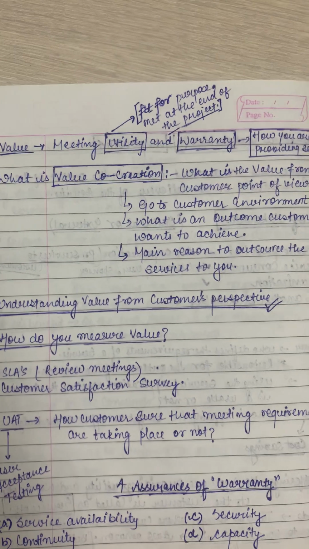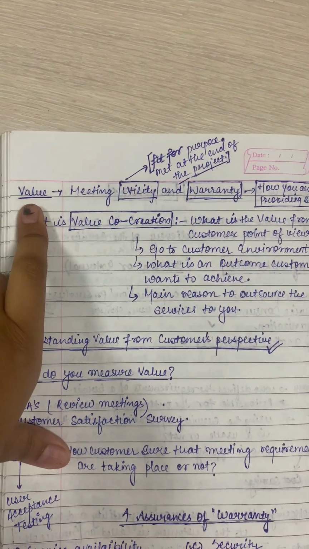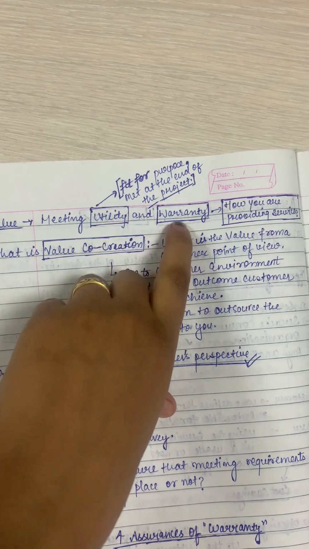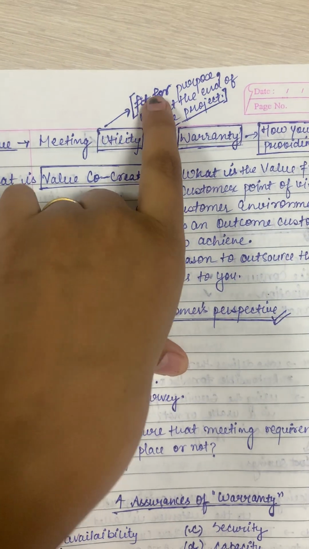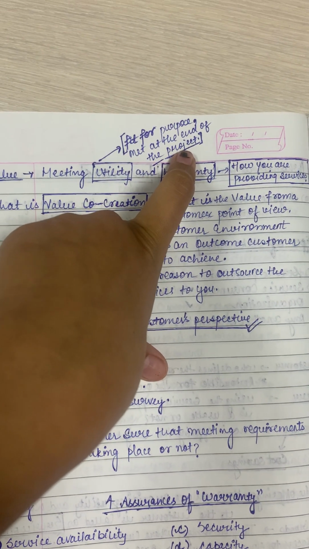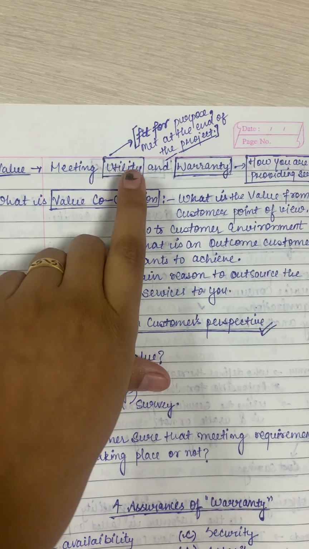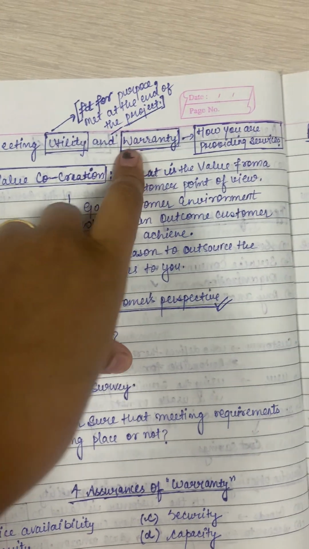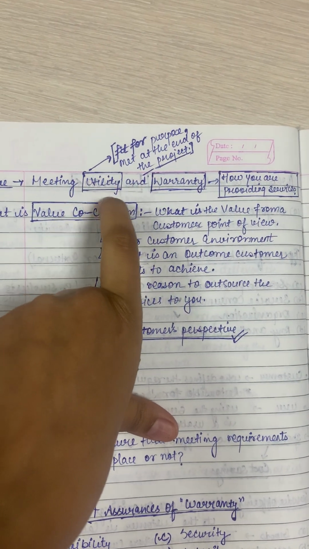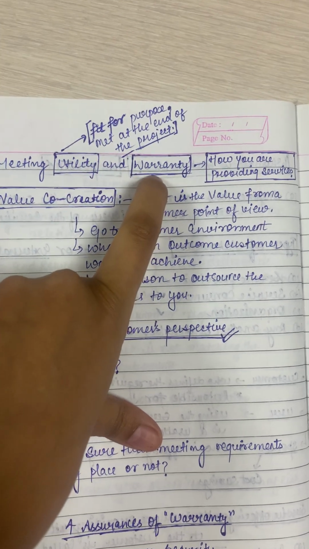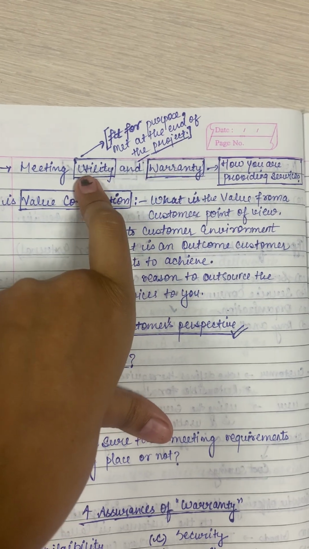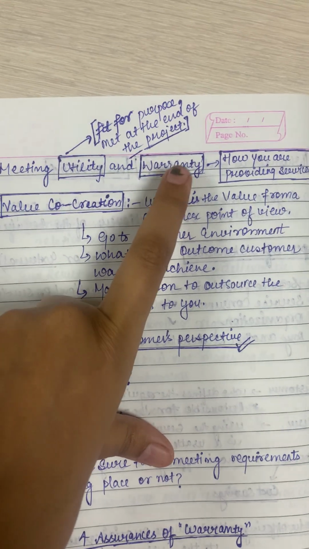Another point we'll be discussing is what is value, right? Value is something which meets utility and warranty. So now you will ask me, what is utility and warranty? Utility is something which is fit for purpose, at the end of the project. So whenever the project completes, we must be fulfilling the utility, right? And what is warranty? How you are providing services. Warranty is whether what you are fulfilling is consistent or not. You are providing services but they're not consistent, so that will not be considered warranty.